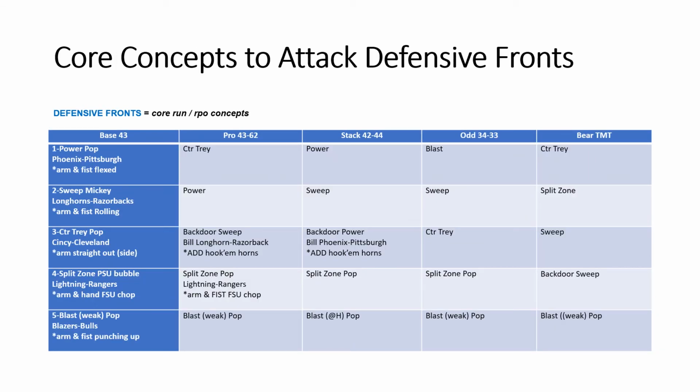Always want to have a core list of concepts that you should be attacking against the different defensive fronts. So this is kind of a cheat sheet. So if you get a different look than you've prepared for all week, you aren't just grabbing at plays. These are telling you what should be good and sound from a number situation and scheme situation against these different fronts. So you can see here, got the base 43, then we got a pro 43, a stack 42, odd 34, and then your bear TMT. Again, you can fill in what's best for you, but it's good to have this cheat sheet to go reference to.